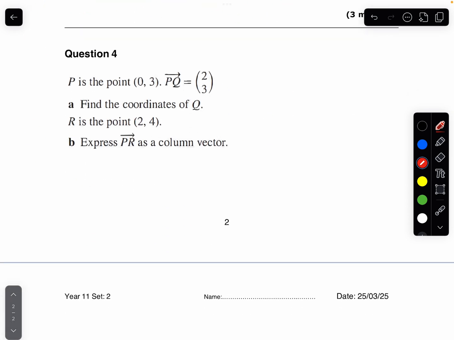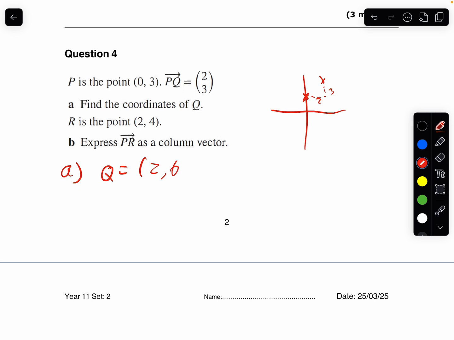Question 4, P is the point (0, 3), PQ is (2, 3). Just imagine what that looks like. You've got a point here that's (0, 3). I've gone 2 right and I've gone 3 up. 2 right, 3 up. That's going to be at (2, 6). So Q is equal to the point (2, 6).